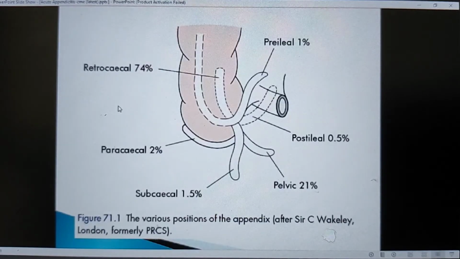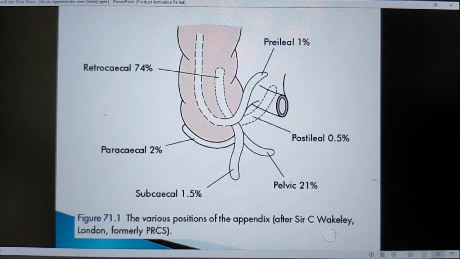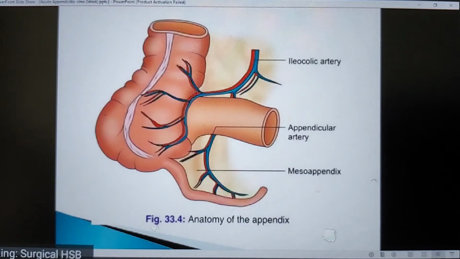Most commonly, the location of the appendix is retrocecal, which is 74%, whereas some appendices are pre-ileal, post-ileal, pelvic type, paracecal or subcecal type. This is the picture showing the anatomy of the appendix, and the appendicular artery which supplies the appendix is a branch of the ileocolic artery.